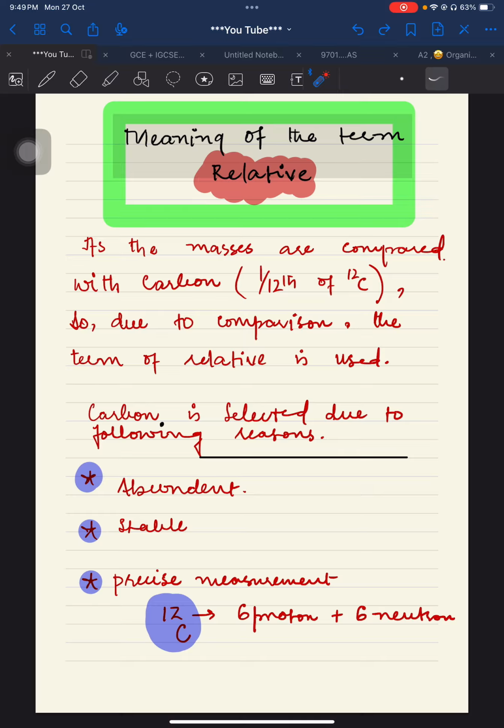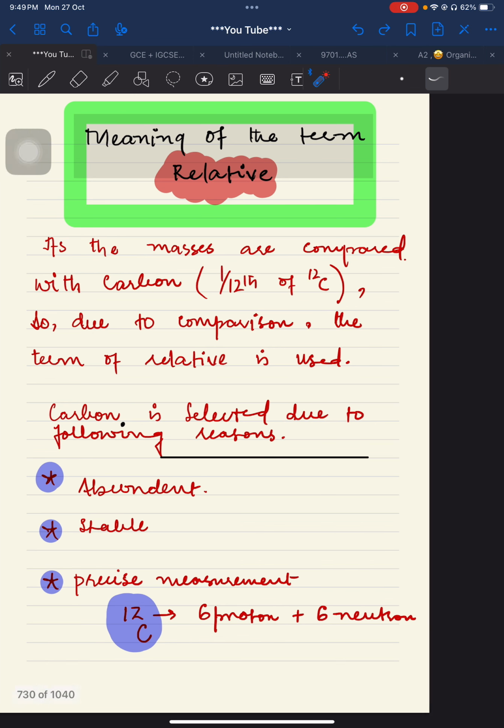Carbon is selected due to the following reasons. Here I have told those students who are a little more inquisitive, and they are asking why carbon is the standard. It is stable and abundant, and precise measurement was possible, as 6 protons and 6 neutrons are there for carbon 12. Okay, so these are the reasons why we have taken this. Although hydrogen is the most abundantly present element, as I have explained already, it is a gas and it is difficult to control under a specific pressure. That's why we have taken carbon as a standard.